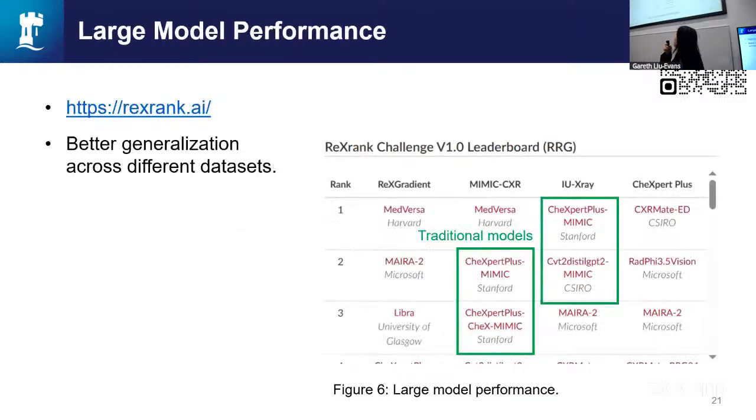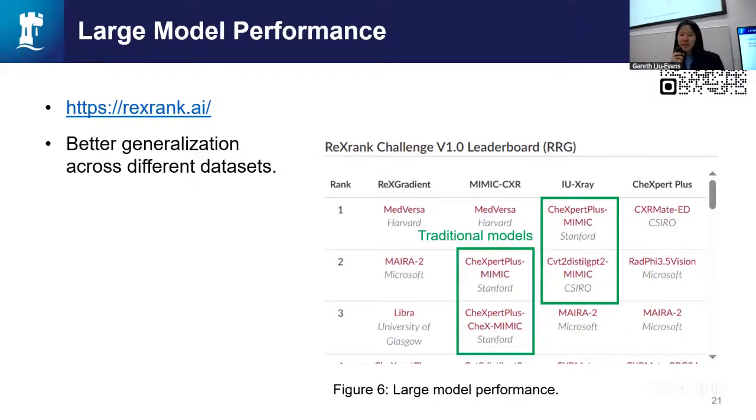So what is the large model performance? This is in the report generation domain, and it built a leaderboard for it. The models in the boxes are some traditional models other than the large models. The other models are the methods trained based on large models. And you can see now the large models beat the traditional models, but not by a lot.